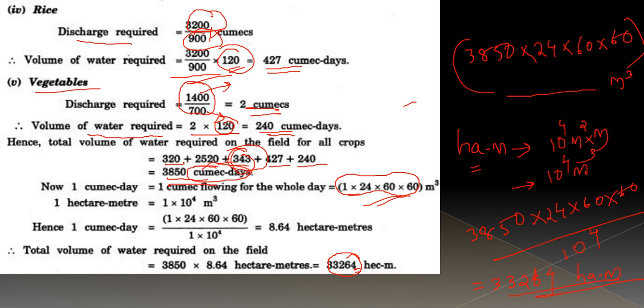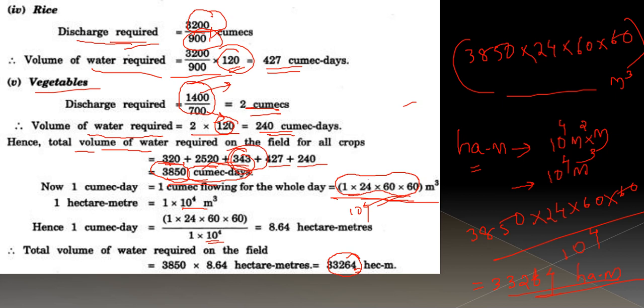Okay, let us see what we did here. First we calculated all the discharge required and volume of water required for each crop. Then we added up the total volume of water required on the field for all crops. We got it as 3850 cubic days. Then we converted this cubic day into meter cube, that is by multiplying 3850 with 24 into 60 into 60. Then after that we converted that value into hectare meters, that is by dividing the value by 10 raised to 4. That is, first we did 24 into 60 into 60 divided by 10 raised to 4.